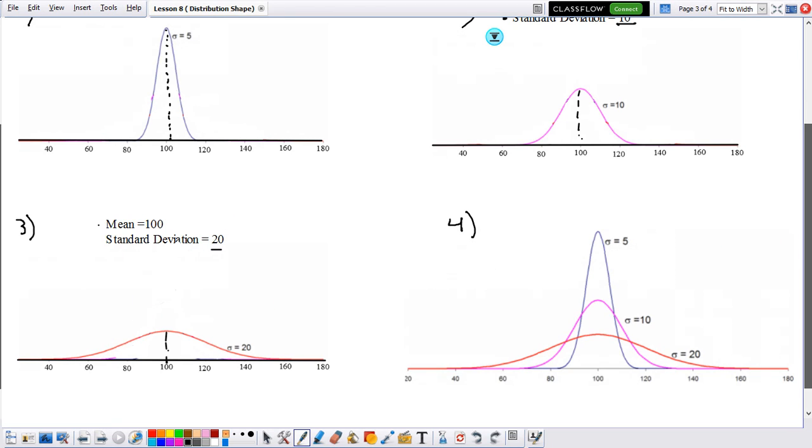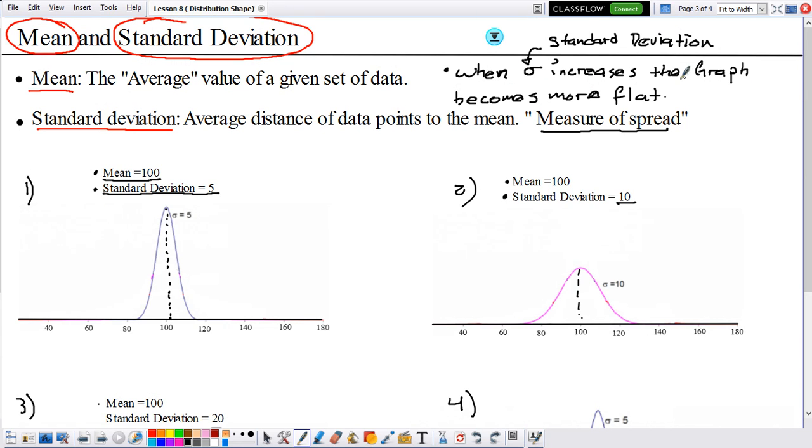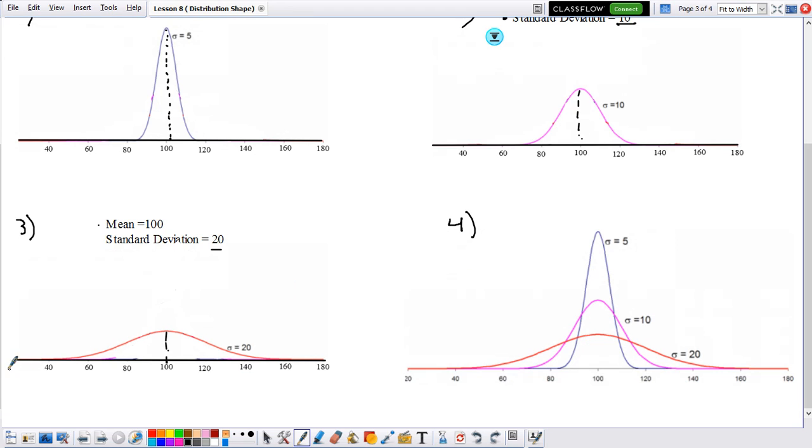Just like the small summary that we wrote here, if the standard deviation increases, your graph becomes a little bit flatter. This is still a mountain, but it's becoming flatter and flatter. As we increase the standard deviation, your graph is going to be flatter. It's going to become more of a line until it becomes flat.